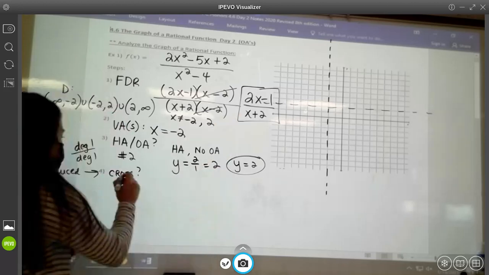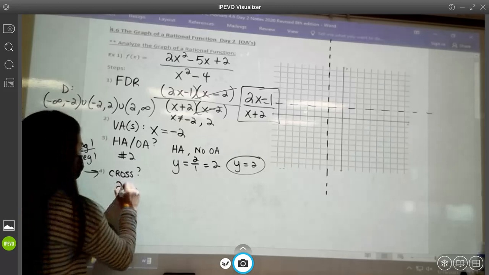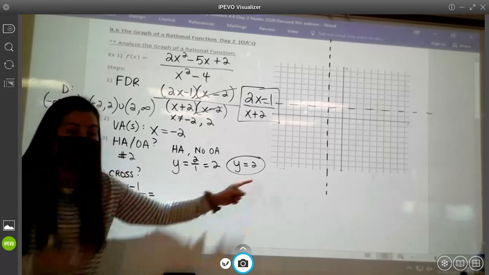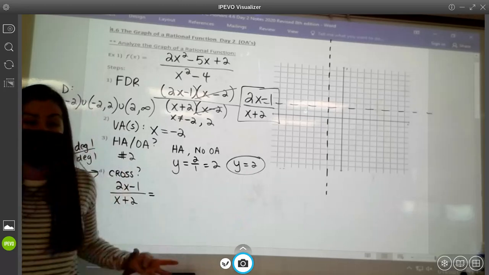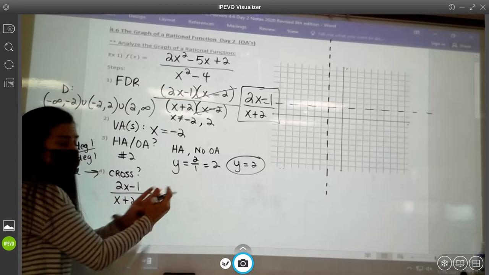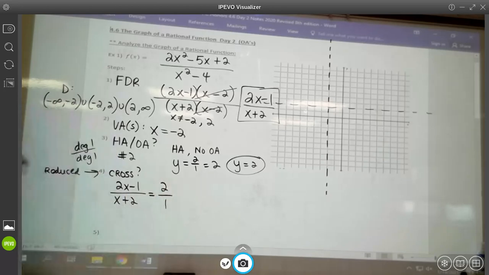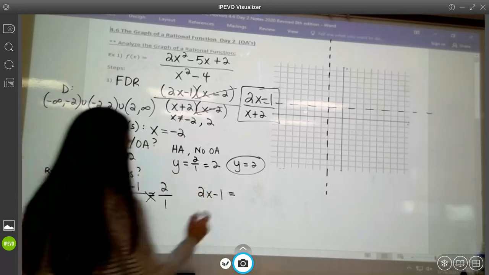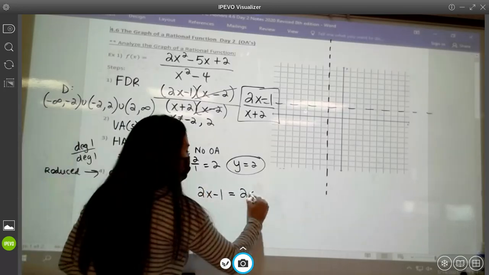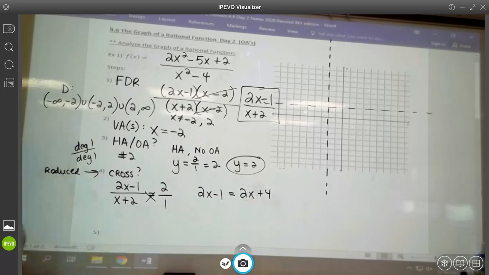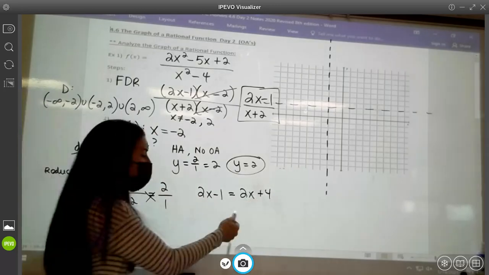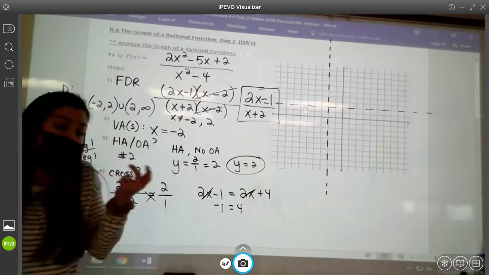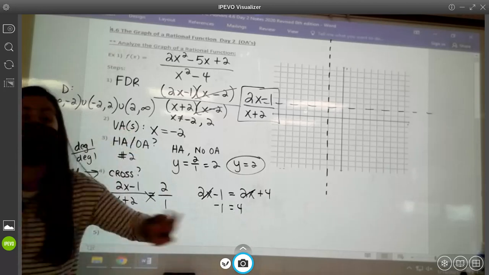So take the reduced version, which is easier to work with, 2x minus 1 over x plus 2, and set it equal to whatever number the HA was at. It was at 2. Is this function ever going to equal 2? Cross multiply. I'm going to get 2x minus 1 equals 2x plus 4. Now solve for x. Solve for an x value that it could cross at. When you start solving, your 2x's are going to cancel, and you're left with -1 equaling 4, which is a false statement, which means good for us, no cross.